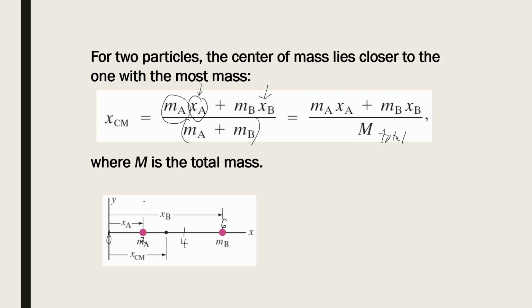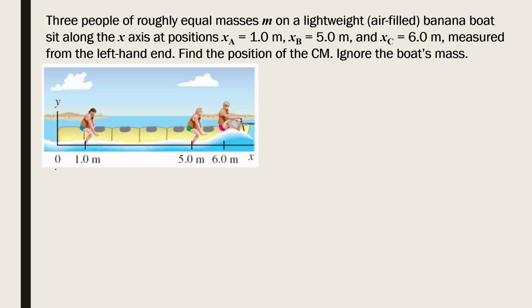Now if we called that 0 location, then this would have been 4 and it would have been here at 2. So it's relative to the origin you choose, but the actual location is going to be the same. In their example here, MA is greater than MB, and so the center of mass is going to be closer to MA here.